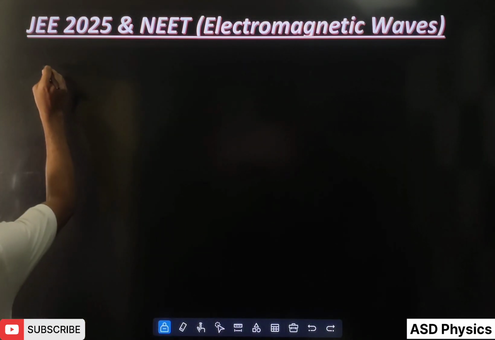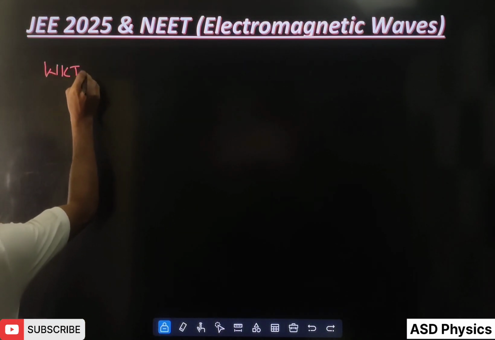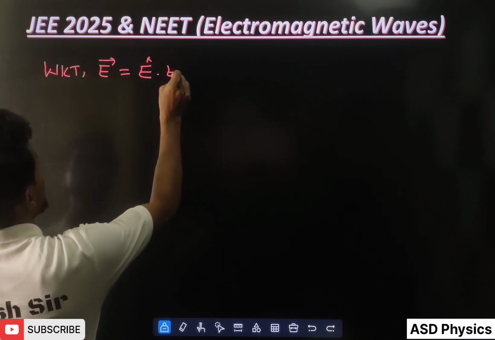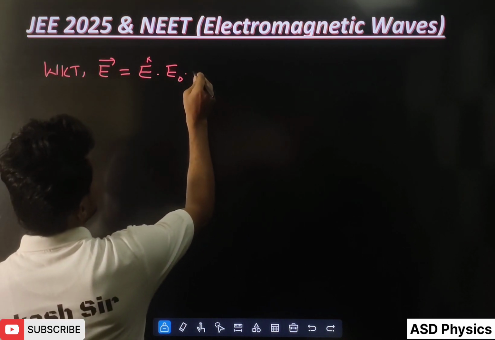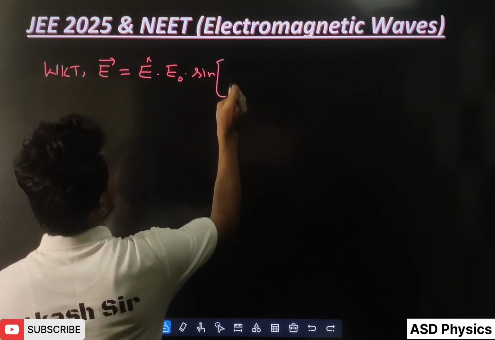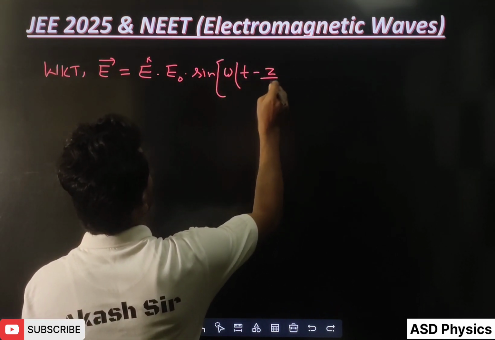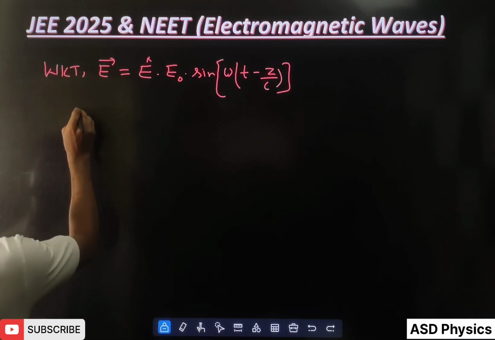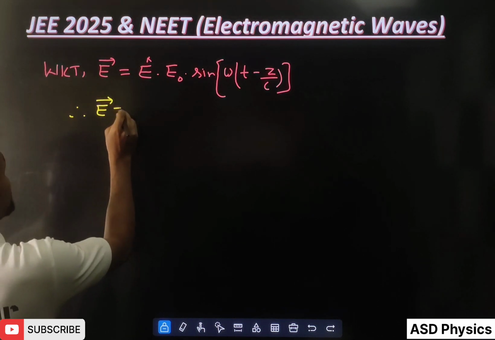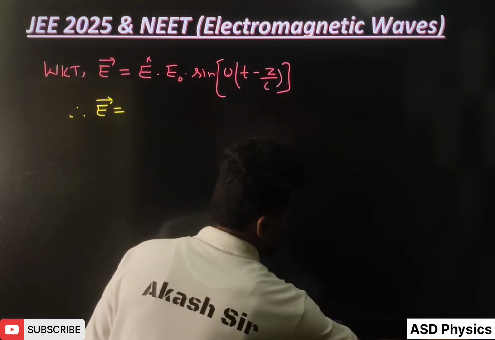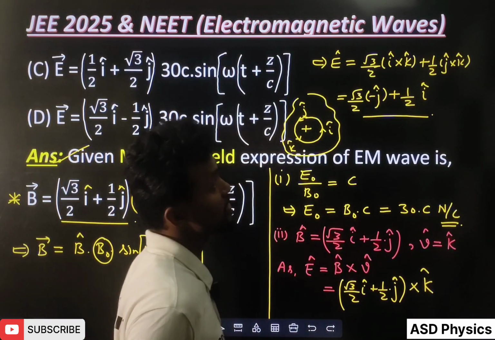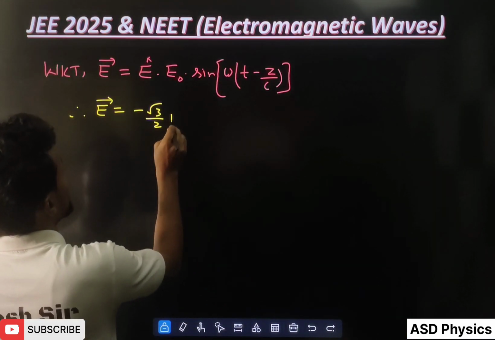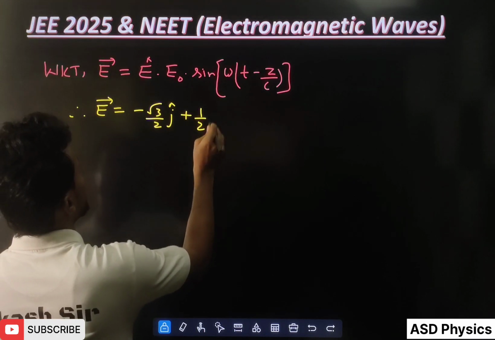Now after that, can you see here? If I write the expression here, first I will write the general expression. The electric field expression will be given here, as I am telling you, E cap, and here the amplitude into sine, same phase, omega t minus z by C. Now very easy, we'll just put here the values. So hence this electric field is given here. What is the E cap value? You know very well, the E cap value came as this one, no? Minus root 3 by 2 J cap plus half I cap.